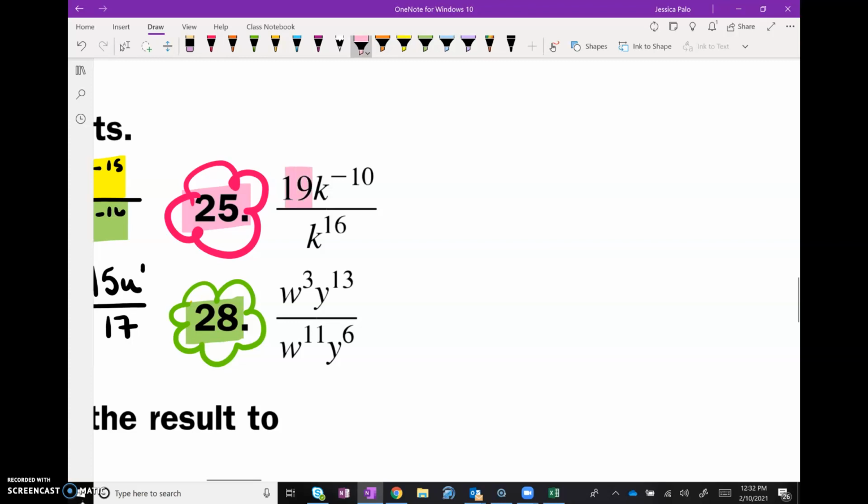Your coefficient is 19 in the numerator, and it's a 1 in the denominator. We don't have to simplify the fraction. Woohoo! So we have 19 times k to the negative 10 over 1 times k to the 16th power. All you have to do with this one is use the quotient of powers property.